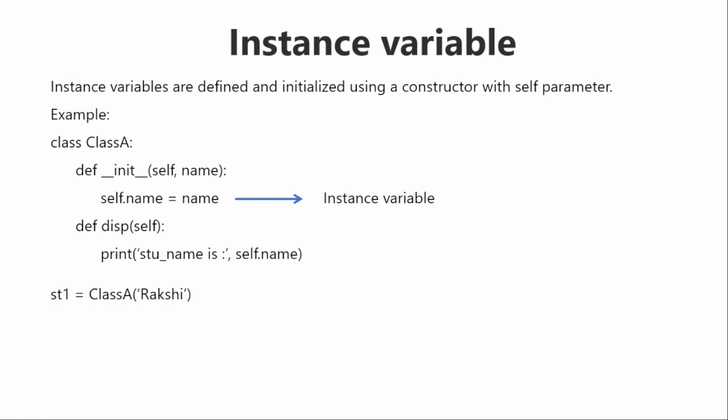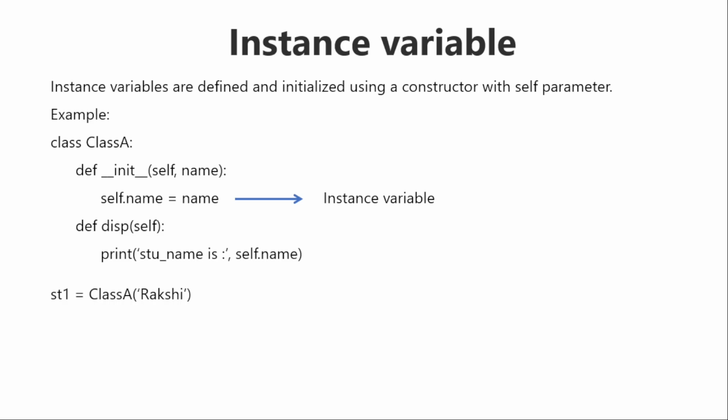Instance variables are defined and initialized using a constructor with the self parameter. In the example, we have class A, def __init__(self, name), then self.name = name, which is known as an instance variable. So these are defined and initialized using a constructor with a self parameter. I've also written a def disp(self) function, which is one of the class methods. Right now we are only focusing on instance variables.